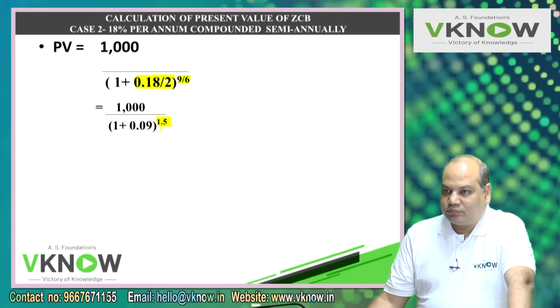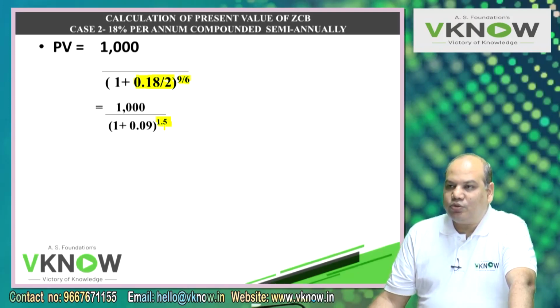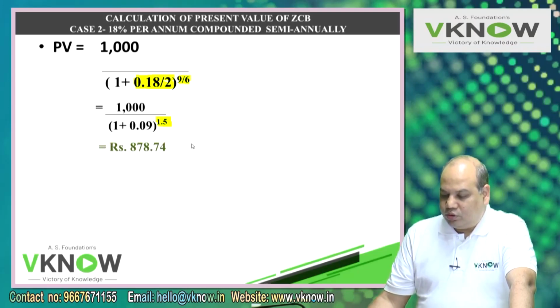Minus 1. Multiplied by 1.5. Plus 1. Multiply equal to 12 times. You will get some factor, write it there. And then 1000 divide by that factor which you have got. Your answer should be 878.74. Please check.